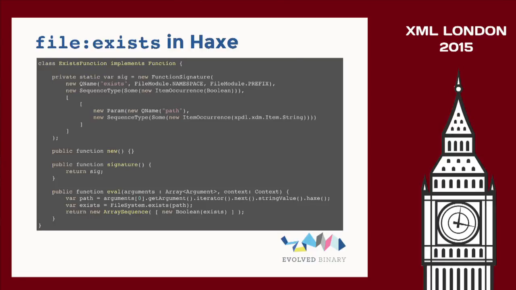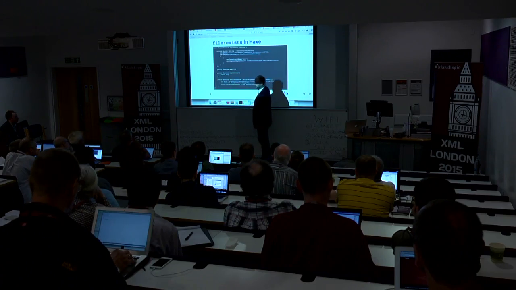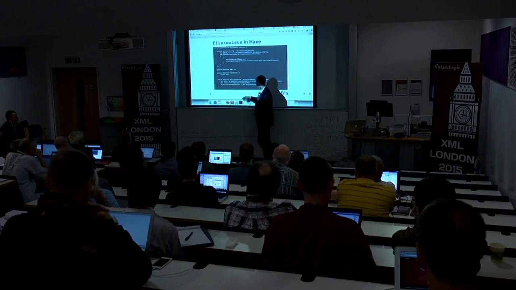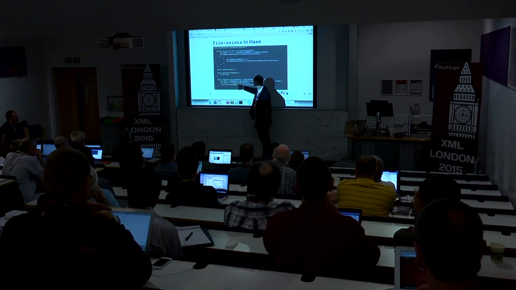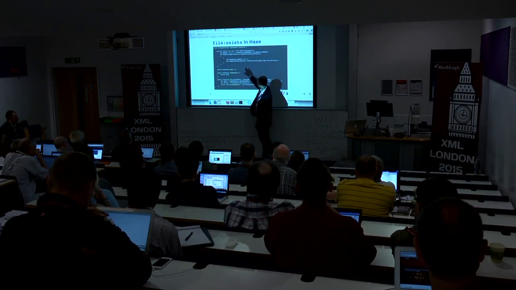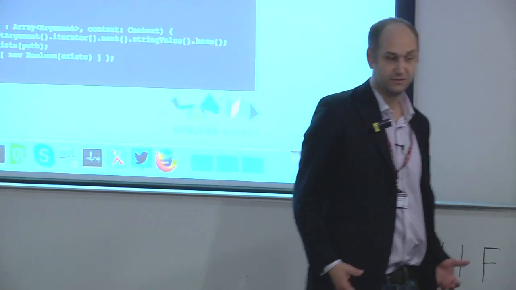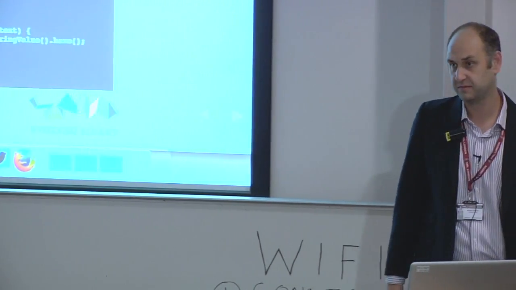So here's my implementation of the file exists function. Eval is the interesting thing. This is written in Haxe, and basically I'm calling the Haxe standard library. There's a file system module in there, and I call exists because this function wants to see if a file exists. Very concise code, very readable, written once, runs theoretically on any processor.